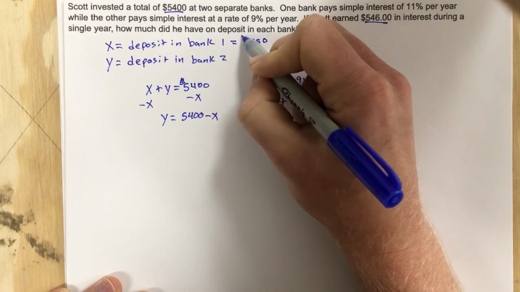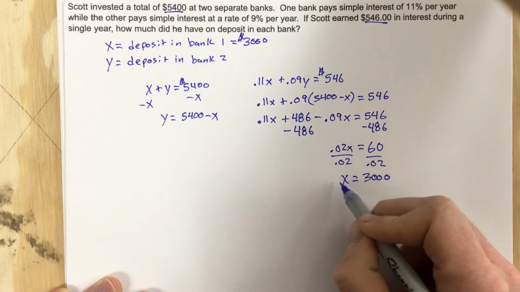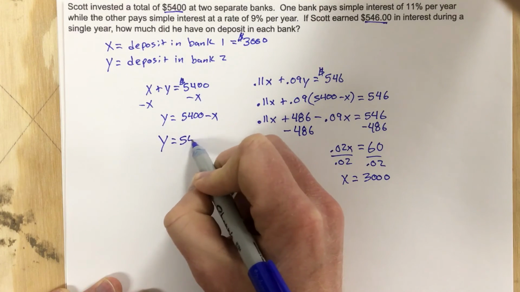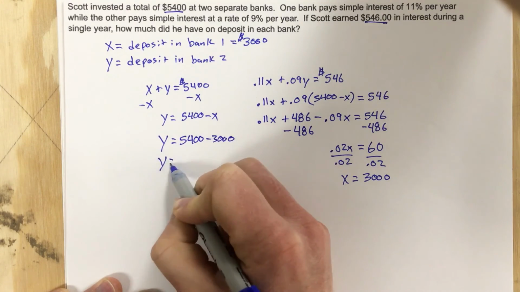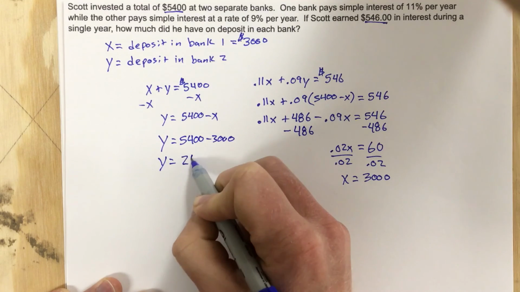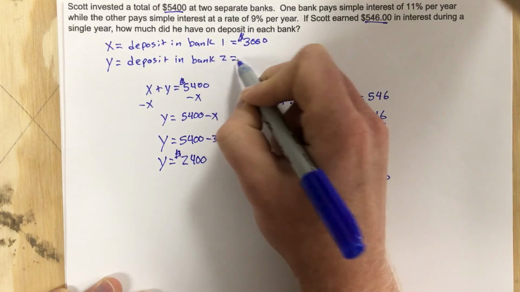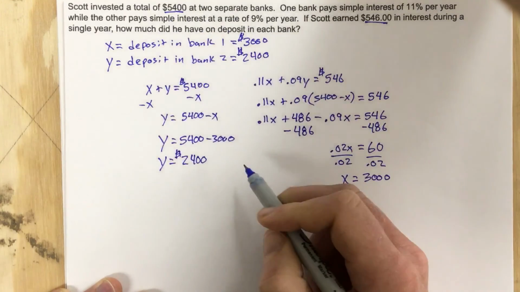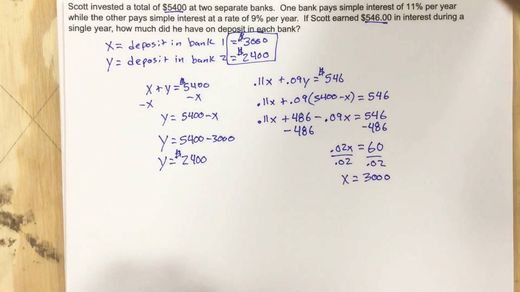So $3,000 invested in bank 1. How much did he invest in bank 2? Well, let's take this and plug it into the other equation that we had written, which was 5,400 minus 3,000, which is Y equals, that'd be $2,400. So that's how much he invested in bank 2, and those add obviously to the $5,400. So our solutions are 3,000 in bank 1, 2,400 in bank 2.